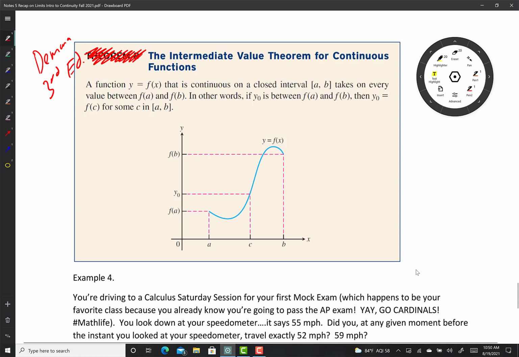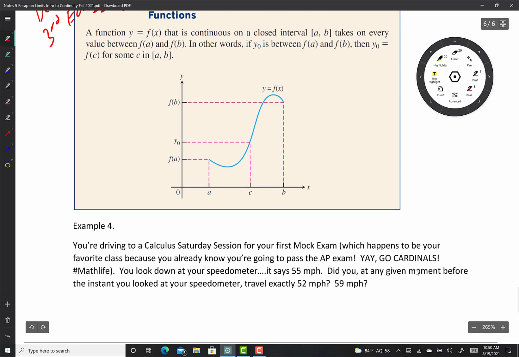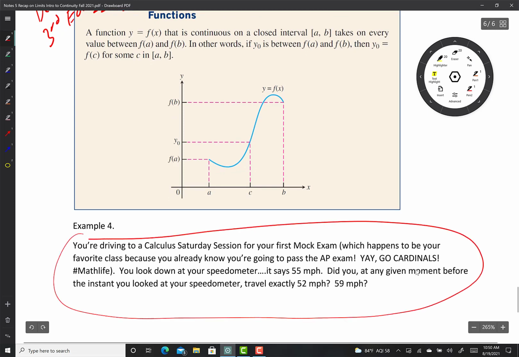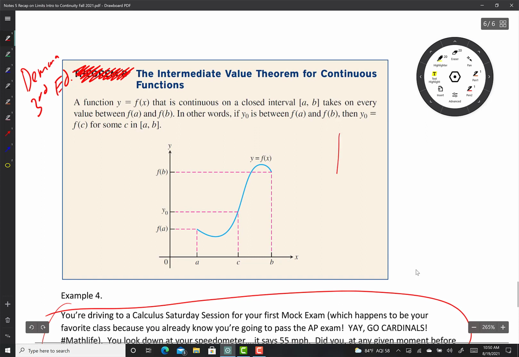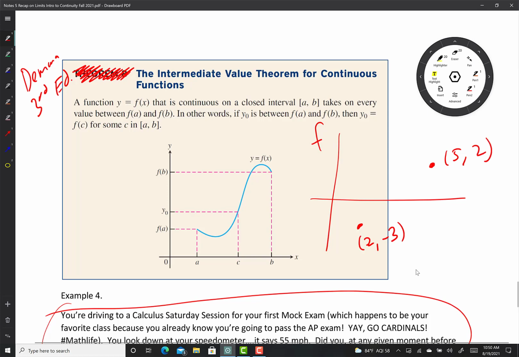All right, so here's what they're trying to say. I have this example on the bottom, but I don't like it. I'm just going to create a new example. Let's say I have a graph, and I want to know if I cross the x-axis. Let's say I call this function f. All I know right now is that I have a coordinate at (2, -3), and I have another coordinate at (5, 2).